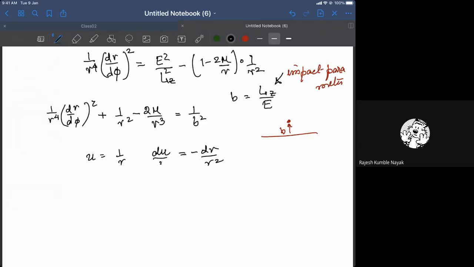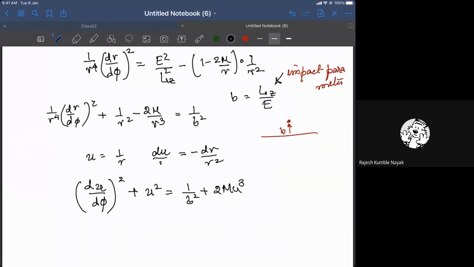When we do this substitution, again the equation looks very similar to what we have done, except that one factor is missing because of the null condition. So we can see that (du by d phi) the whole square, into u square, is equal to 1 by b square plus 2M u cube.